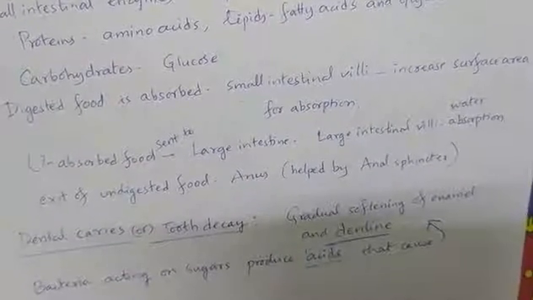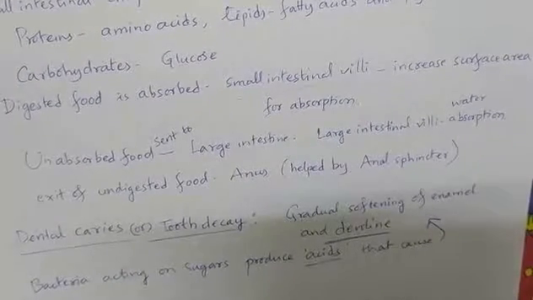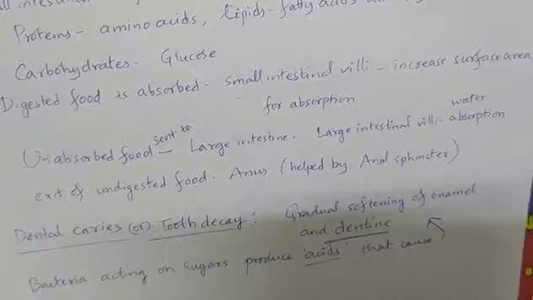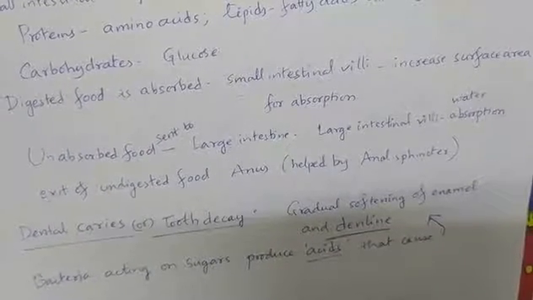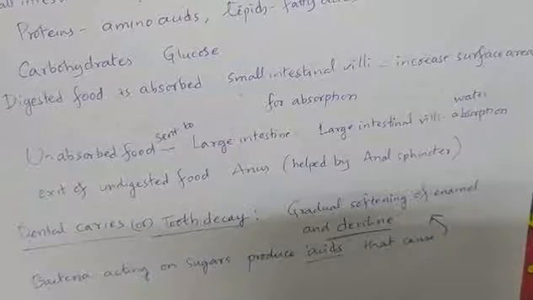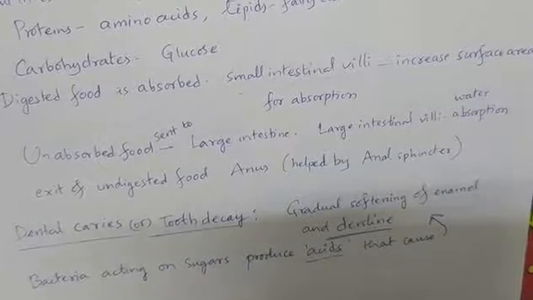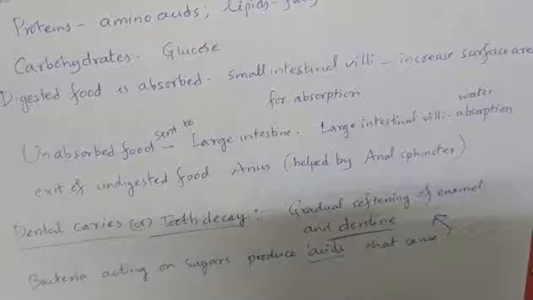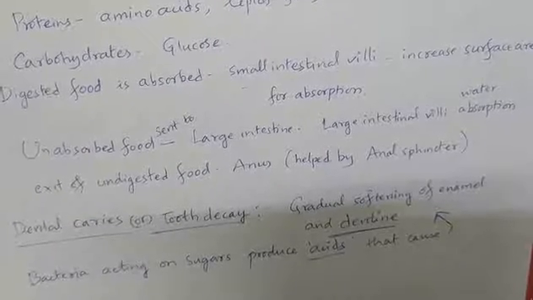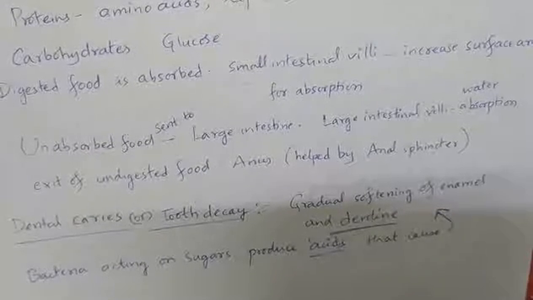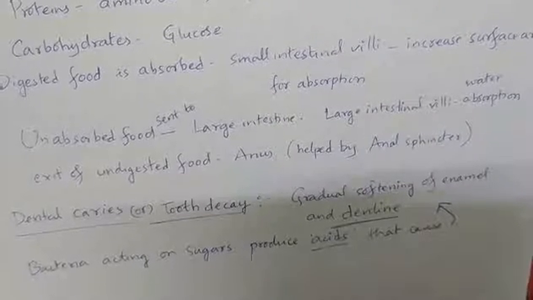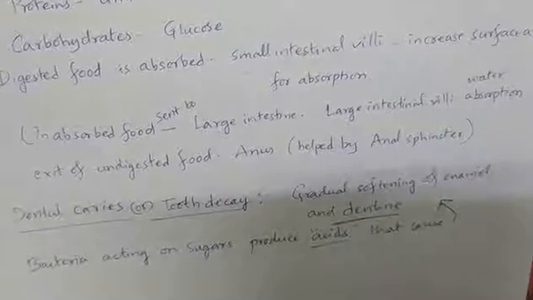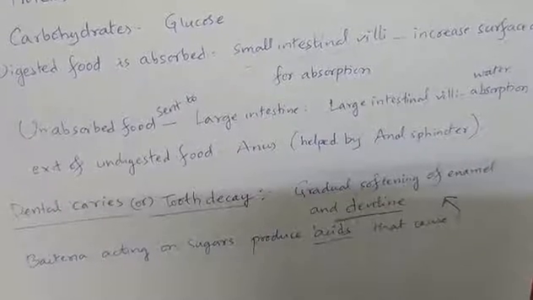The unabsorbed food in the small intestine will be sent to the large intestine, where the large intestine also has villi through which large volumes of water will be absorbed, and the remaining undigested food will take its exit through the anus. The exit of undigested food through the anus is controlled by the anal sphincter.